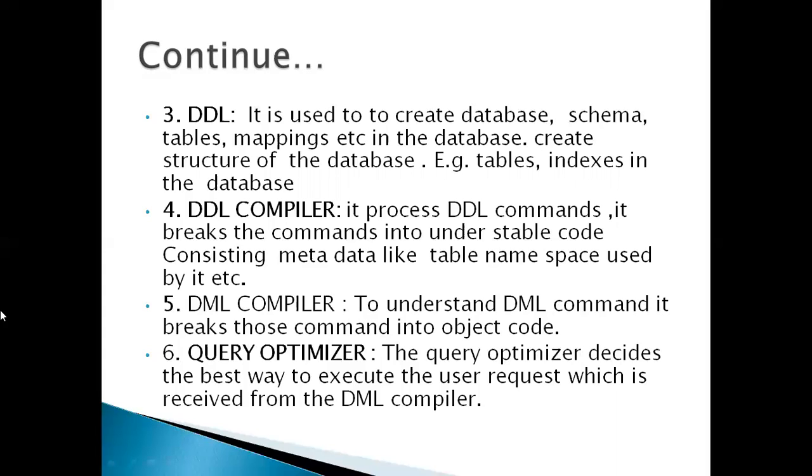Then the fifth one is DML compiler. To understand DML commands, it breaks those commands into object code. Then the next element is query optimizer. Query optimizer decides the best way to execute the user request which is received from the DML compiler.